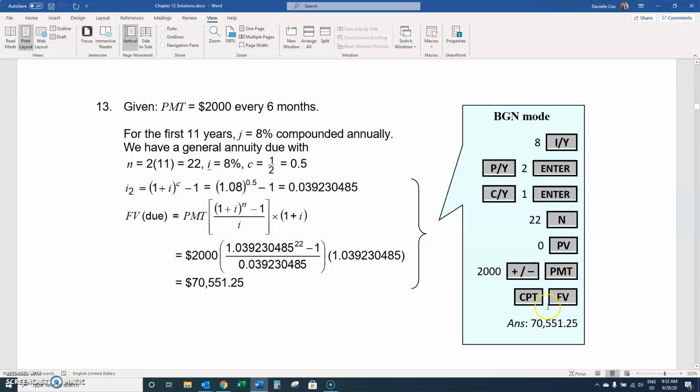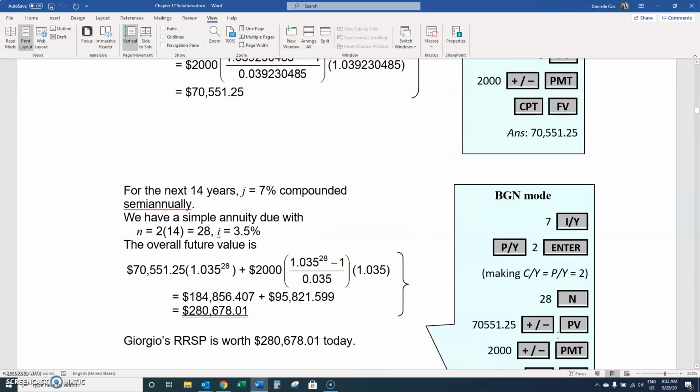So the value of that after the 11 years is going to be $70,551.25. Now we're going to use this value as our present value, because that money is still earning interest, but we're also making more payments of $2,000.